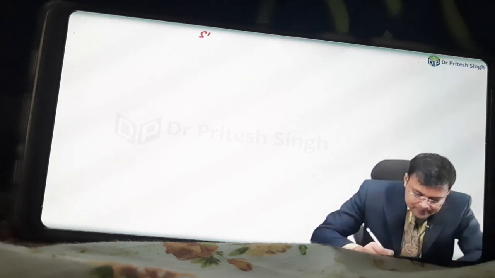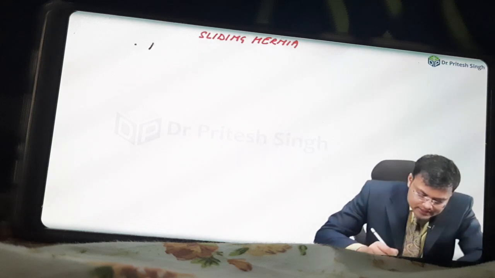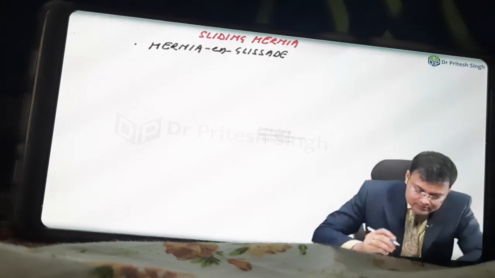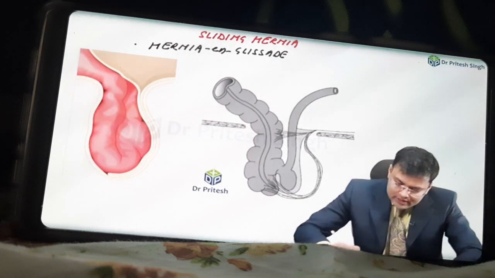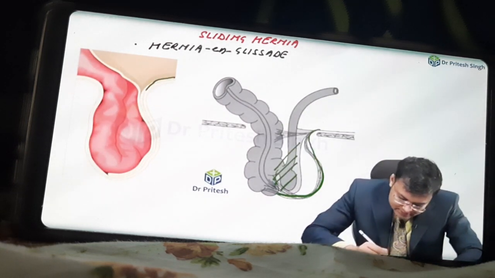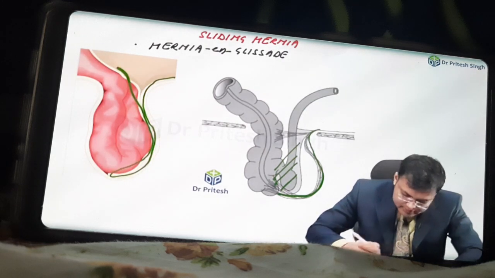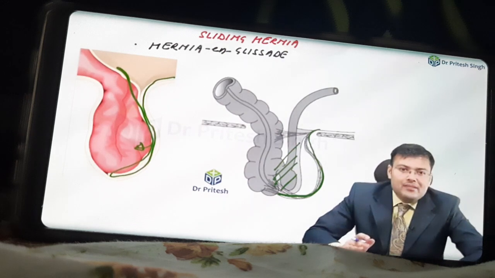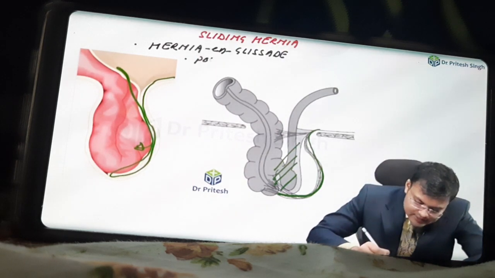Next is sliding hernia. What is the sliding hernia? It's also known as hernia en glissade. Now, what is the problem in this case? You can make out that this is the sac. And here, the posterior wall of the sac is formed by the viscera. That's why during hernia surgery, there is a high risk of injury to the bowel. So in this case, the posterior wall of the sac is formed by viscera.